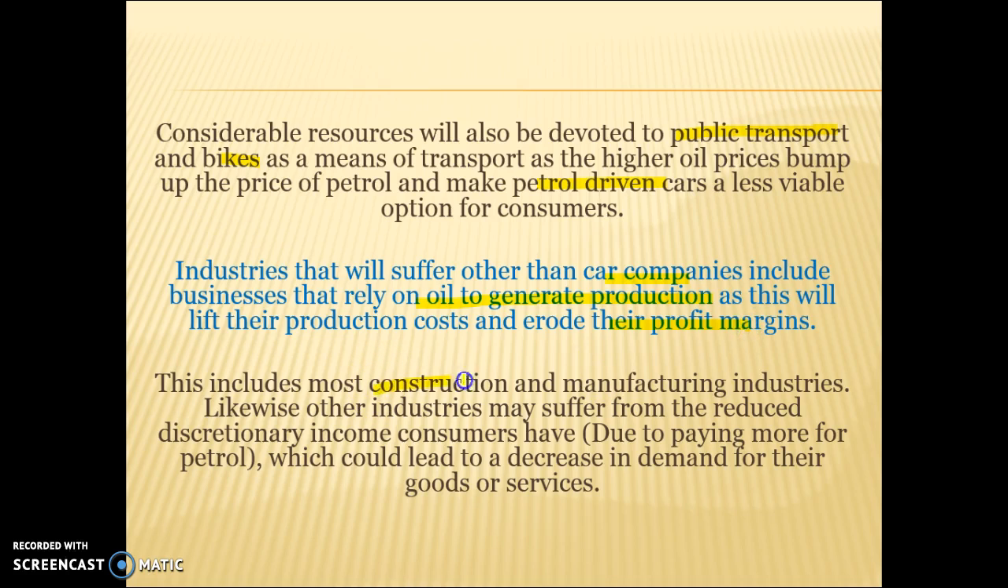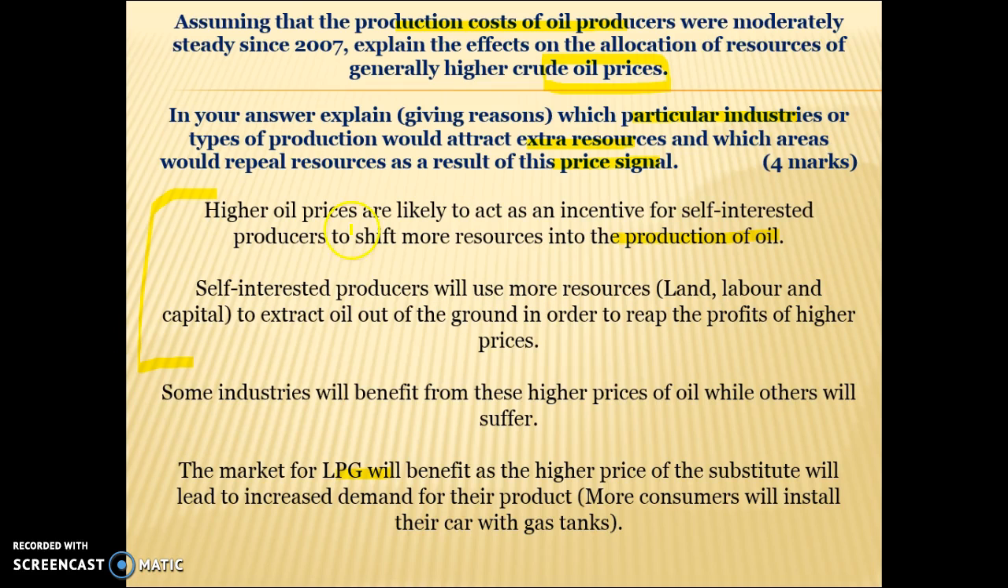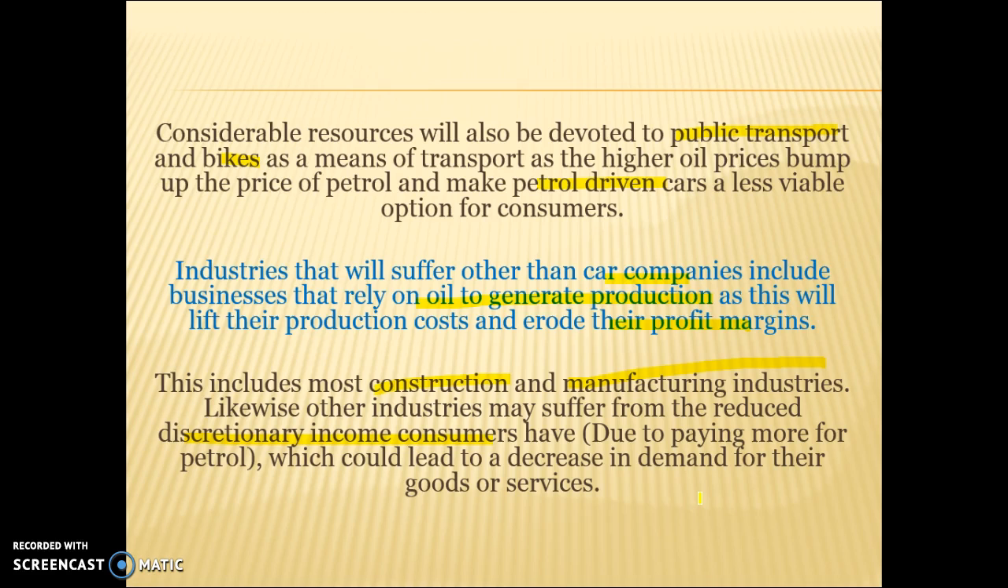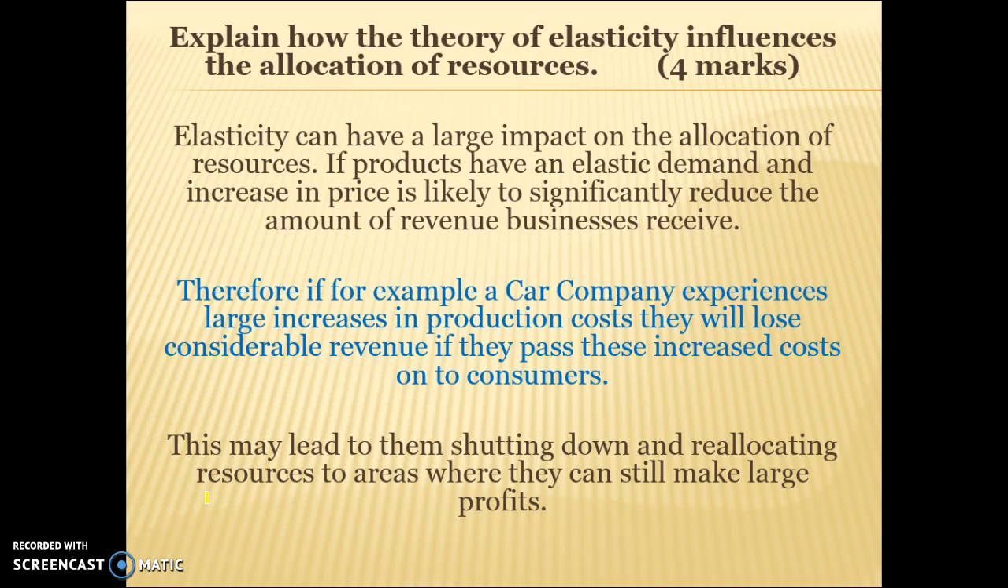This includes construction companies and manufacturing industries. Other industries may also suffer from the reduced discretionary income of consumers because they're paying more for petrol. So really clearly explaining how the oil producers will respond to the higher price by allocating more resources to oil, how some industries like LPG will benefit, as well as bikes and public transport because it's cheaper to run your car on gas and therefore there's more demand, and some other industries that rely on oil, e.g. construction and manufacturing, will suffer due to the lower relative profits.